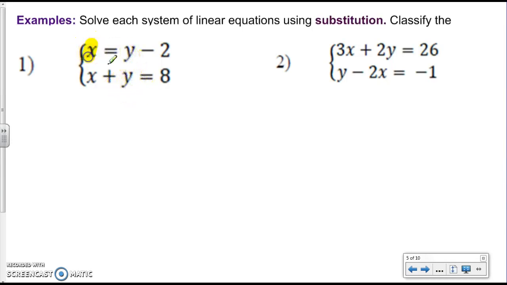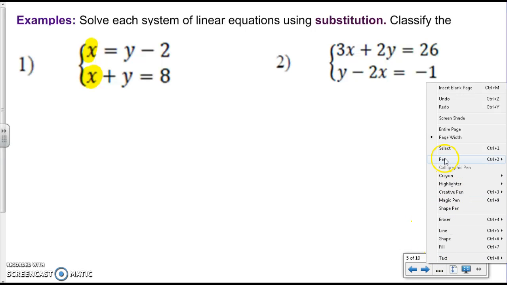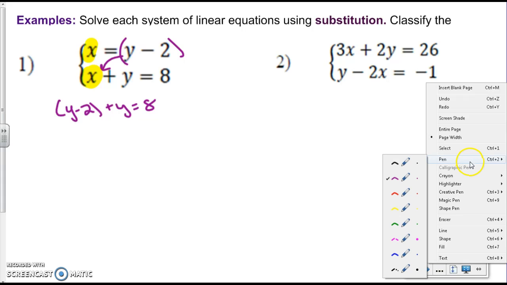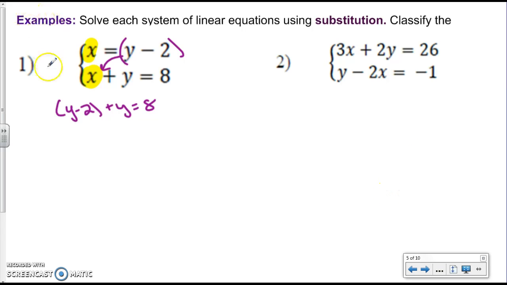Notice that this variable is by itself. Since x is alone, that means I can replace the x in the other equation with the second part of the equation. So since it's x equals y minus 2, I can take that y minus 2 and plug it in. So I'm going to have parentheses y minus 2 plus y equals 8. I technically don't need the parentheses there in this problem because there's not a coefficient, but I would need them if there's a number up front, so I could actually distribute. From here, we just got rid of the x in the second equation, so that makes it easier to solve.